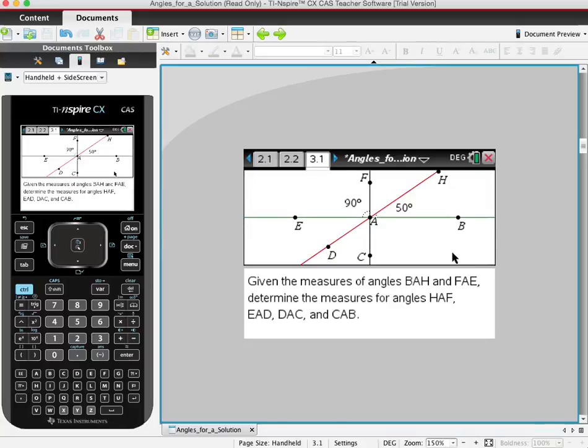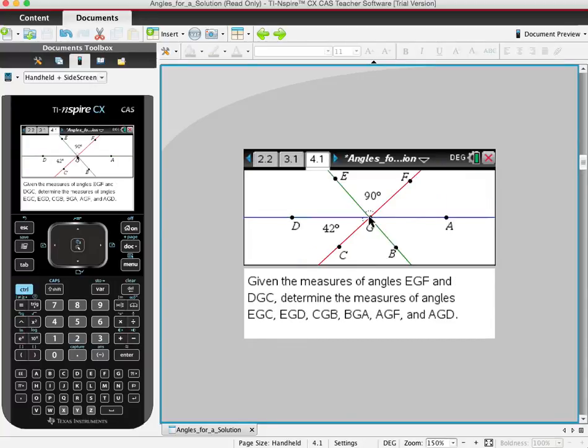So if you notice here, our red transversal line going through the origin is going to kind of create an X with this straight line here. We can kind of think of it as the y-axis and this line here. So HAB seems to be a vertical angle with DAC. That's just a little hint for that problem.